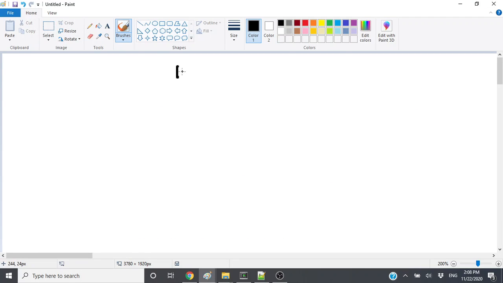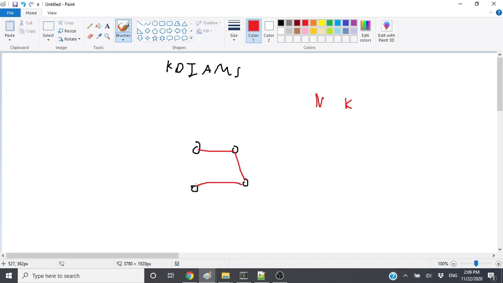Alright, so this problem is called graph construction, or more appropriately, KDIAMS, which is k diameters. Essentially, you have a number n, you have a number k. You want to construct a graph with n nodes, so for example, say n equals 4, such that the number of pairs of nodes that are a diameter apart from each other, or the number of pairs of nodes that are diameters, is equal to k. Oh, and it also has to be connected.